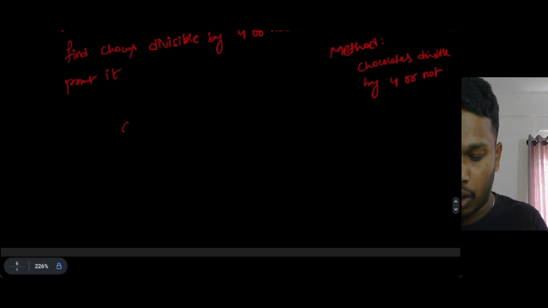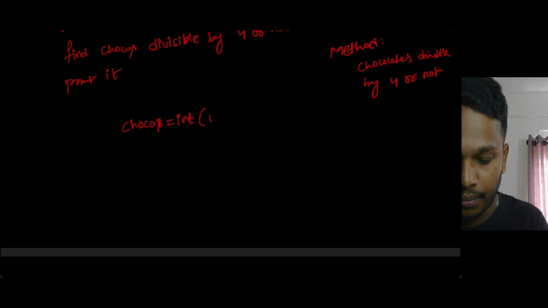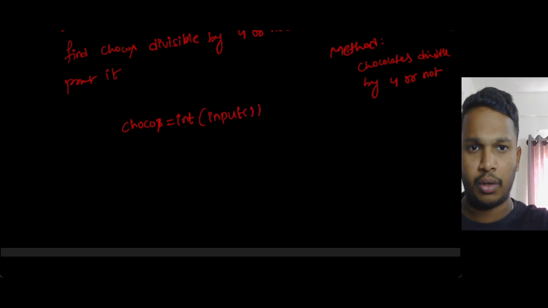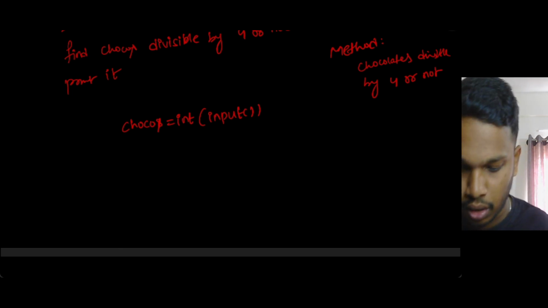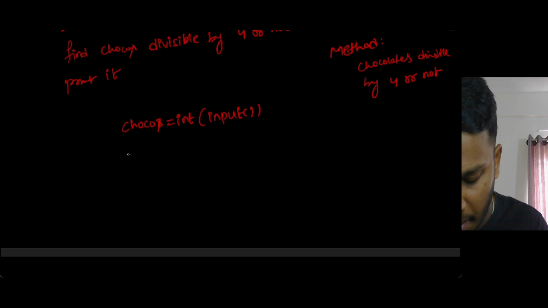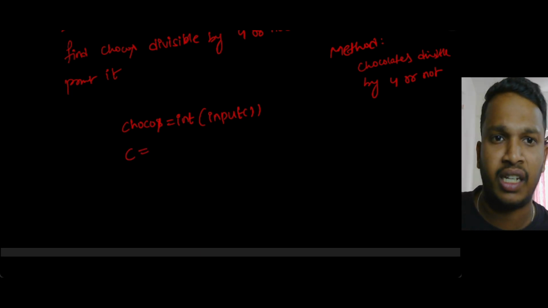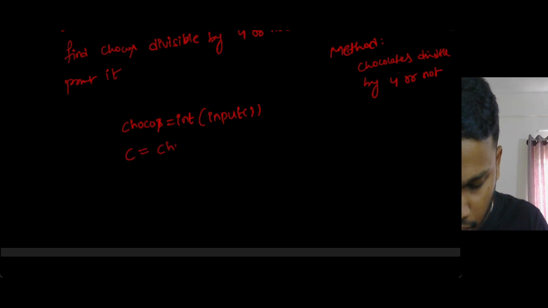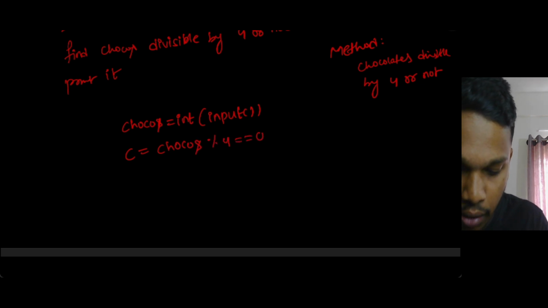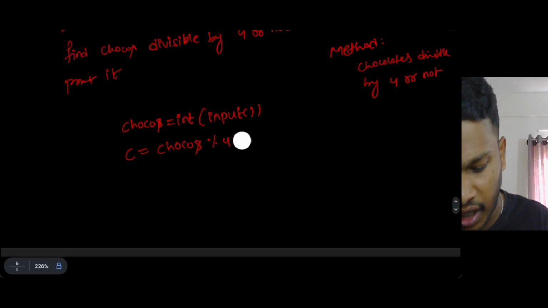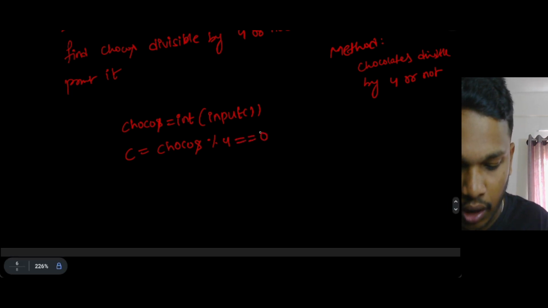Now I will write a Python program for this. Chocos is equal to an integer, int of input. So I am reading the chocos as an input. Next, I need to find whether it can be distributed or not. So I am storing the result in C. Chocos mod 4 equal to 0.